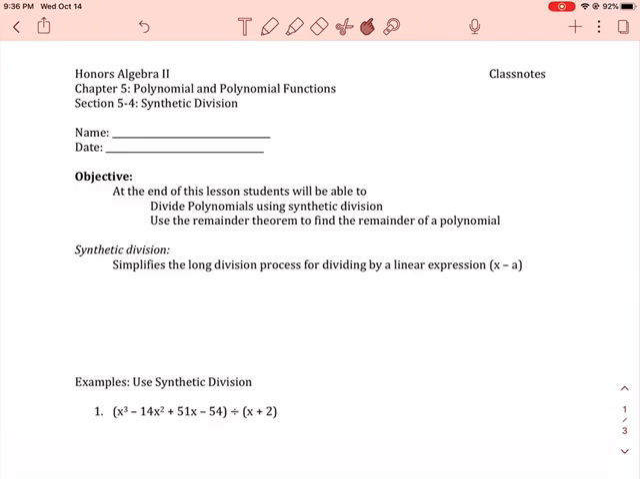Hi everyone. So today we're going to learn about what is called synthetic division. It is kind of like trying to make our lives a little easier than using long division, but it's very specific. Okay? So synthetic division simplifies the long division process when you're dividing by a linear expression, something like x minus a. Okay, so a linear binomial. You have to be dividing by something to the first power plus or minus a constant, because that's the only time this is going to work.